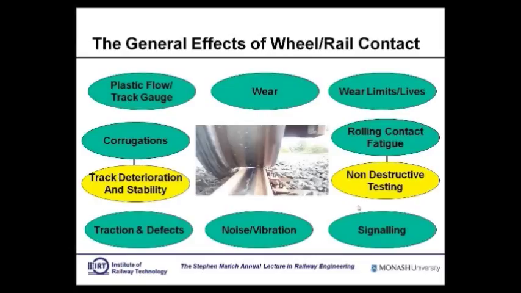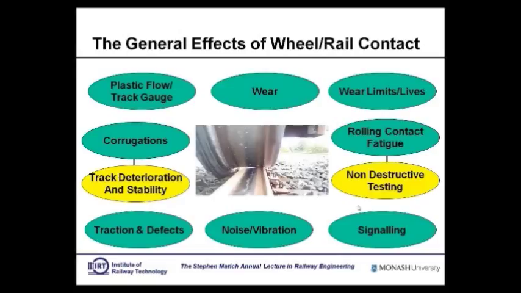Now it also affects the corrugations. If you get corrugations, nice corrugations, of course, the track starts to vibrate and the ballast starts to flow. And you generally hope that you're not going to have a 40-degree centigrade day, because the track will buckle. You lose track stability. You've got your traction defects, wear limits, wear, rolling contact fatigue defects, and obviously they influence the way you test the rail non-destructively.